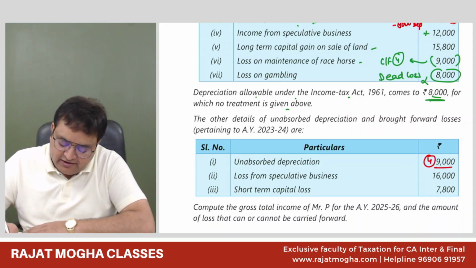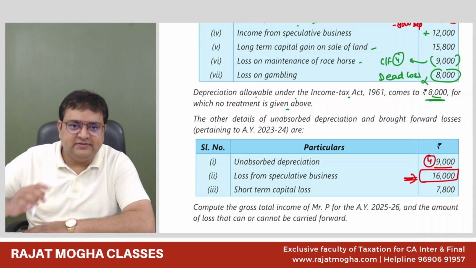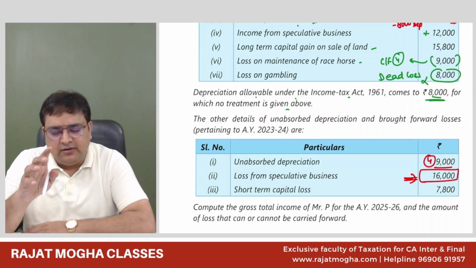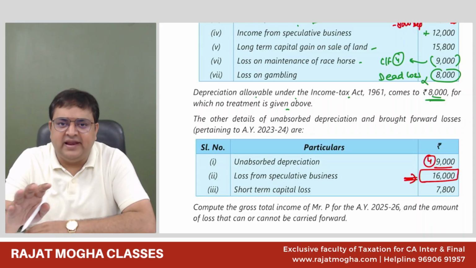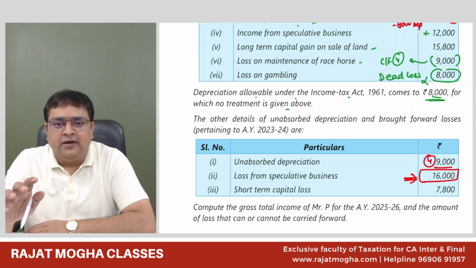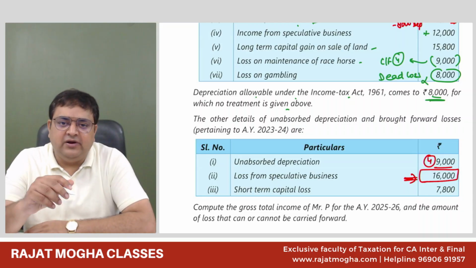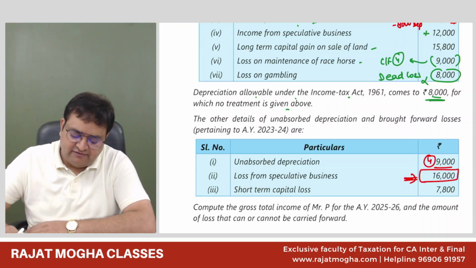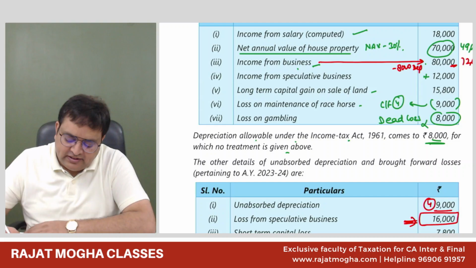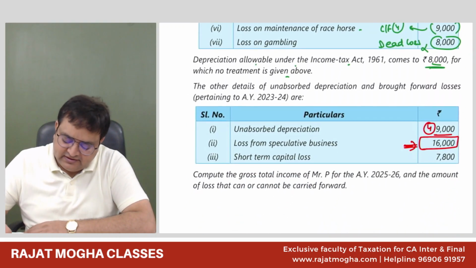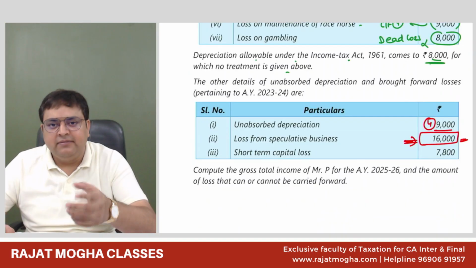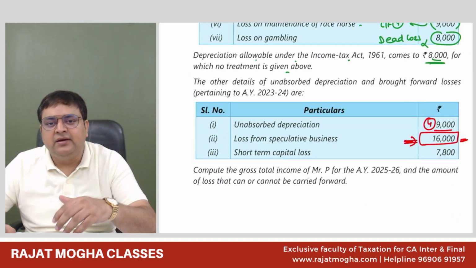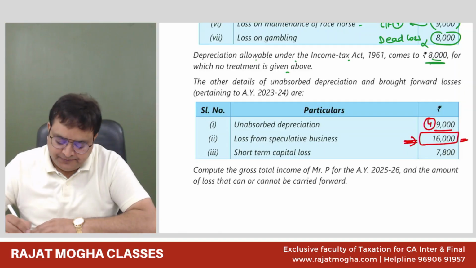Loss from speculative business is 16,000. Loss from speculative business coming from last year, 4 years are allowed. It was last year only, so it is still alive. It is not expired. So it can be set off from speculative business only. We'll see if we have a speculative business income; yes, 12,000 we have as income now. So out of 16,000, 12,000 we will be okay with. But the remaining 4,000 will again be carried forward.